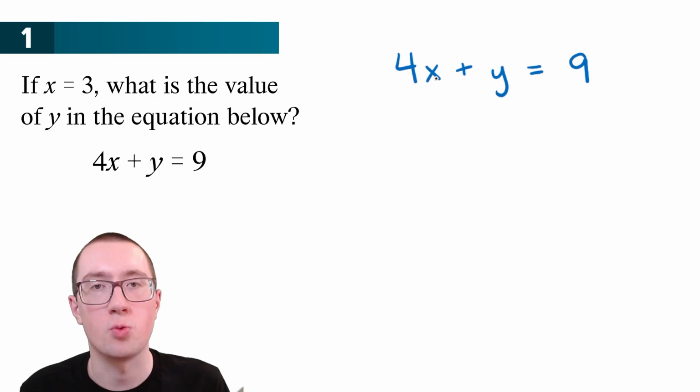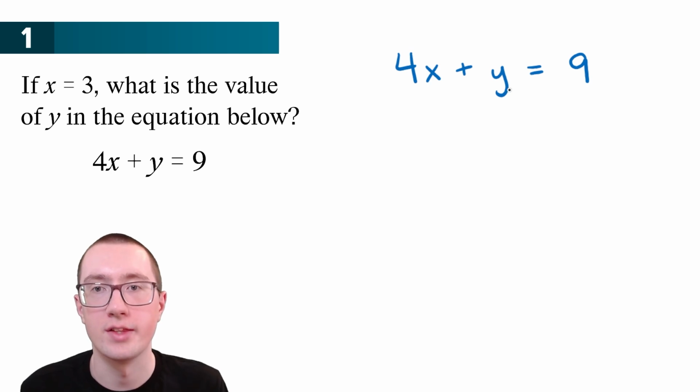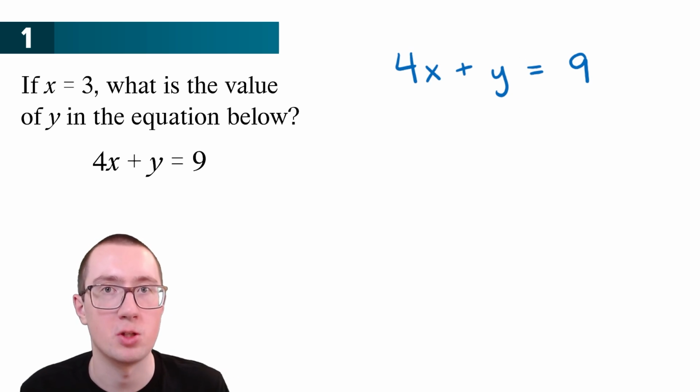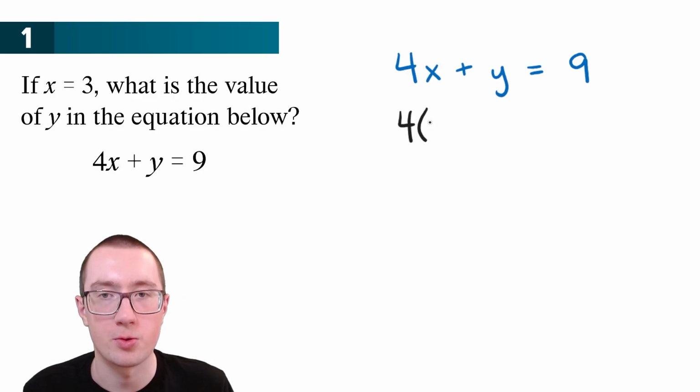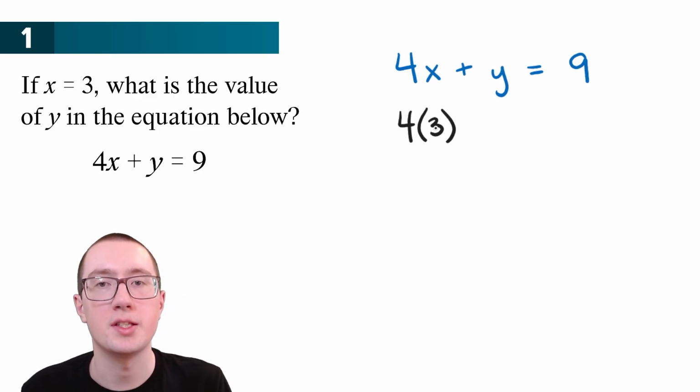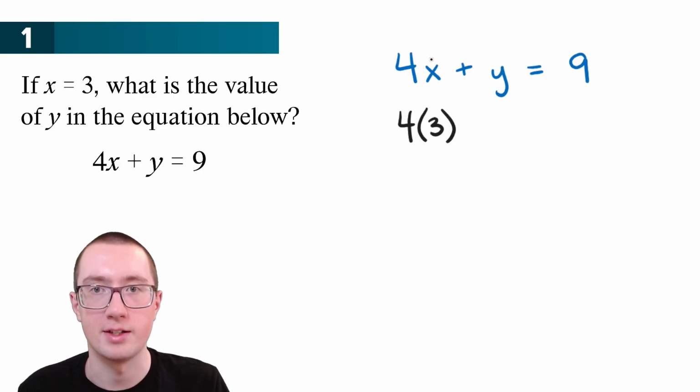We know that x is equal to 3, so what we can do is replace the letter x with 3 in this equation, and then we'll see what we get for y when we solve for it. So I'm going to rewrite this equation, but instead of x, I'm going to write 3. And I'm putting it in parentheses because it's not 43. Instead, it's actually 4 times 3. A number and a letter next to each other means multiplication.